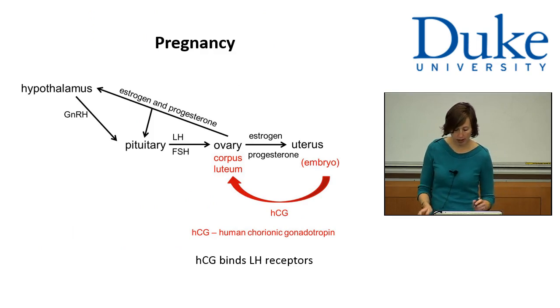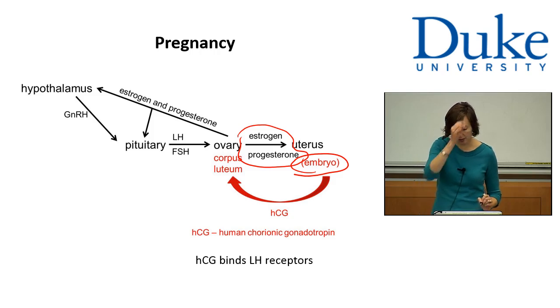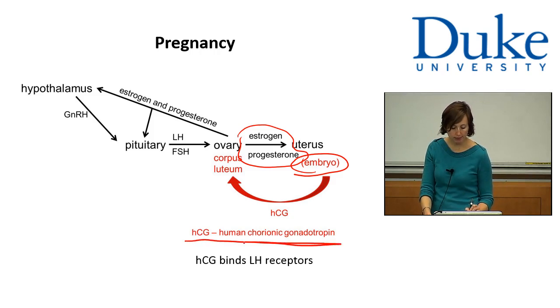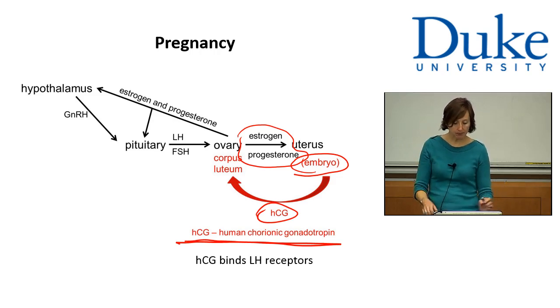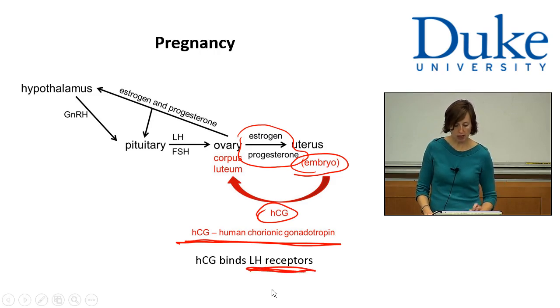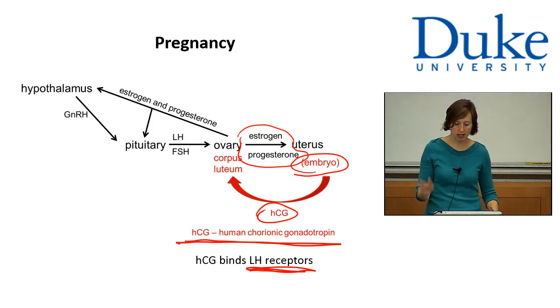Then the embryo that is going to be starting to implant in the uterus that has been prepared because of the secretion of estrogen and progesterone, the embryo will make a hormone called human chorionic gonadotropin, or HCG, which is very similar to LH. It's going to bind LH receptors. And remember, LH is what formed the corpus luteum. And so HCG will bind those receptors and maintain the corpus luteum. It will remain to produce estrogen and progesterone.